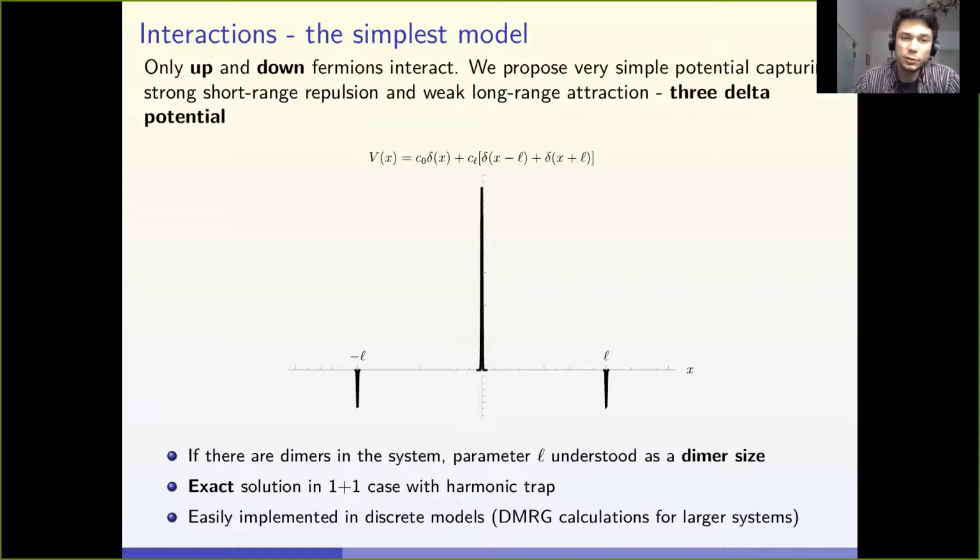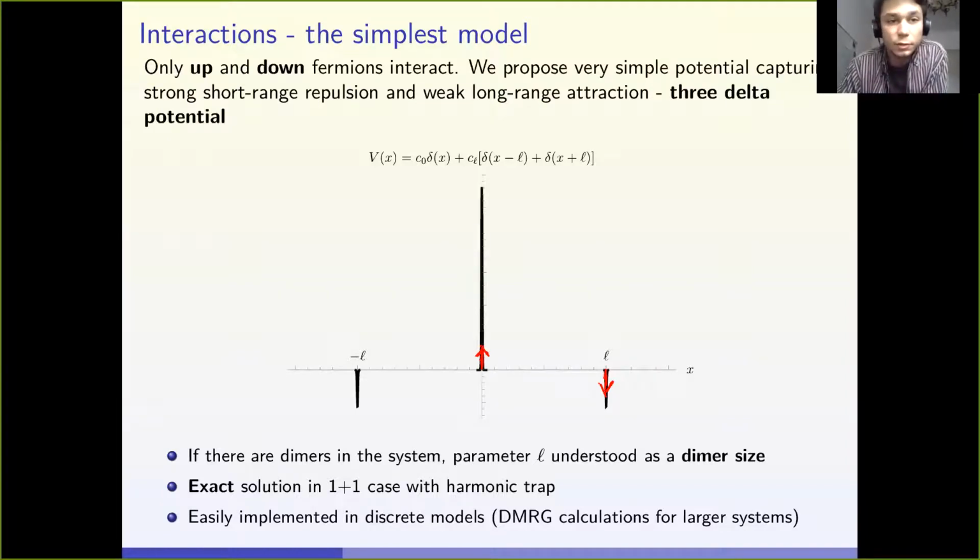And basically, this model really captures the most important physics that we want to describe. So we have the strong repulsion, we have the weak attraction, and what's more, this parameter L can be easily understood as a dimer size, or characteristic size connected to a dimer, because you can think that if the molecule is formed, it looks like this. So you have one spin up atom here, and one spin down here, or vice versa. So this L is the characteristic size of the molecule that we expect to appear in our system.